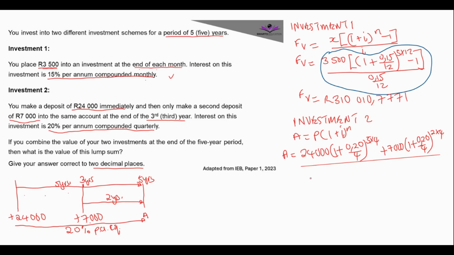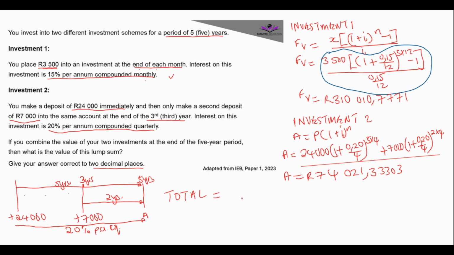Okay, what does it give you? A is equal to 74,021 rand, then 33303. We'll round off at the end. So now, what is the total amount? Because we're asked to find the total amount. If you combine the value of your two investments at the end of the 5-year period, then what is the value of this lump sum?